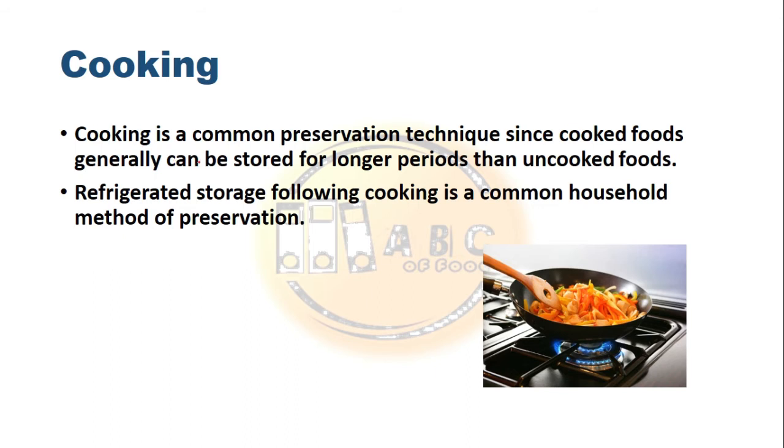Cooking. It is a common preservation technique since cooked foods generally can be stored for a longer period than uncooked foods. Refrigerated storage followed by cooking is a common household method of preservation. The primary objective is to produce more palatable food. It includes cooking, baking, roasting, boiling, and frying.